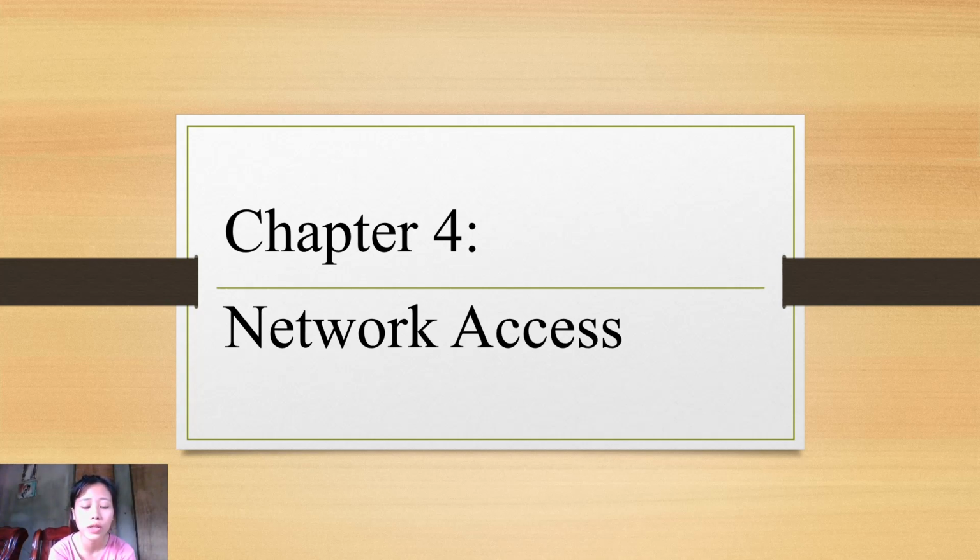Today we're going to tackle chapter 4, entitled Network Access Summary. So we'll go through the summary of chapter 4, Network Access. On the sending device, it is the role of the data link layer to prepare data for transmission and control how the data accesses the physical media.